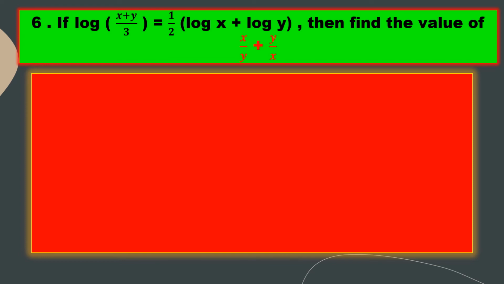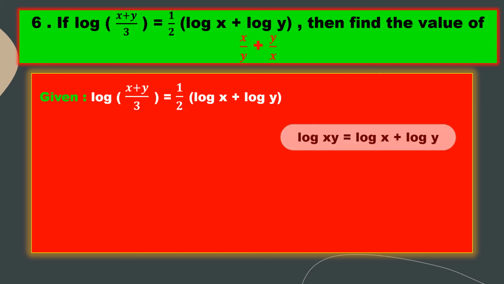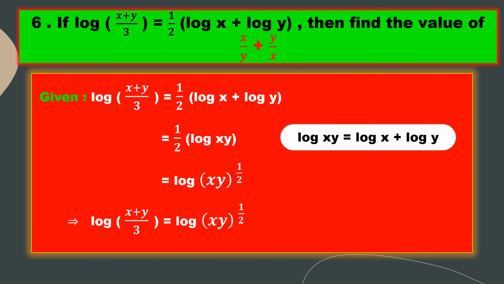Here we'll take the given data first. Log of x plus y by 3 equal to 1 by 2 log x plus log y. Next, we should write this sum in terms of multiplication. Next, this 1 by 2 should be sent as a power, because we should cancel our log here. For that we don't want anything at first. So 1 by 2 should be sent as a power. Now I can cancel this. Before cancelling, I can write xy power 1 by 2 as root xy. That one will be given in the next slide.